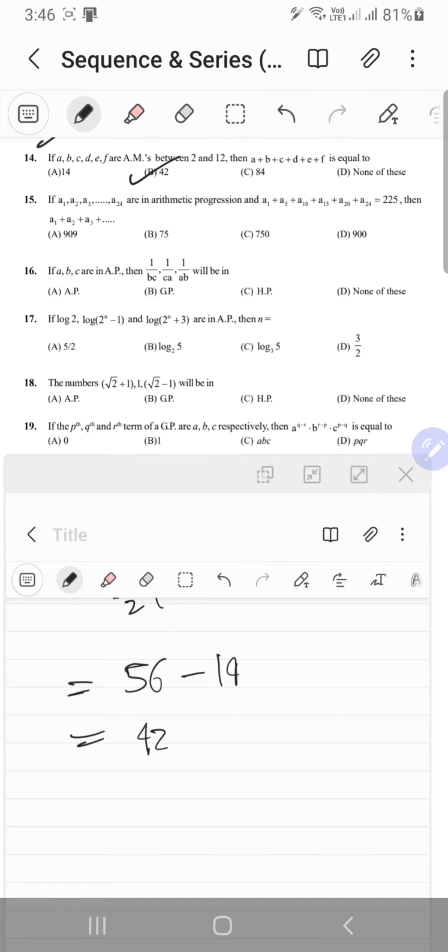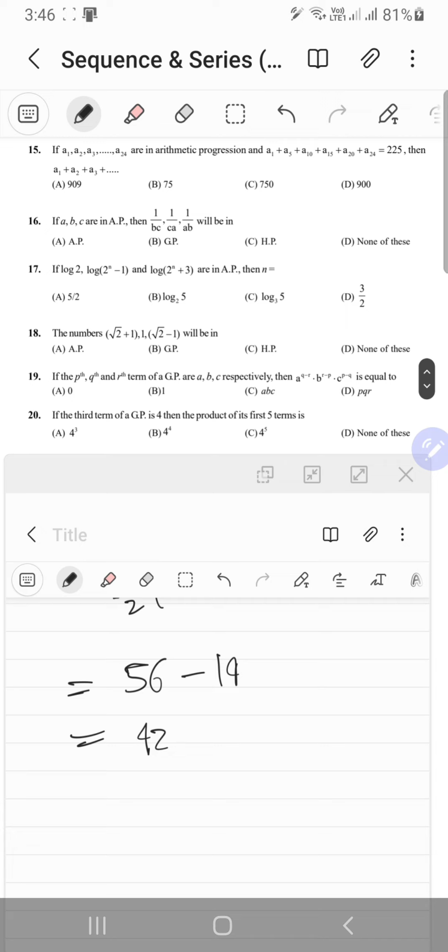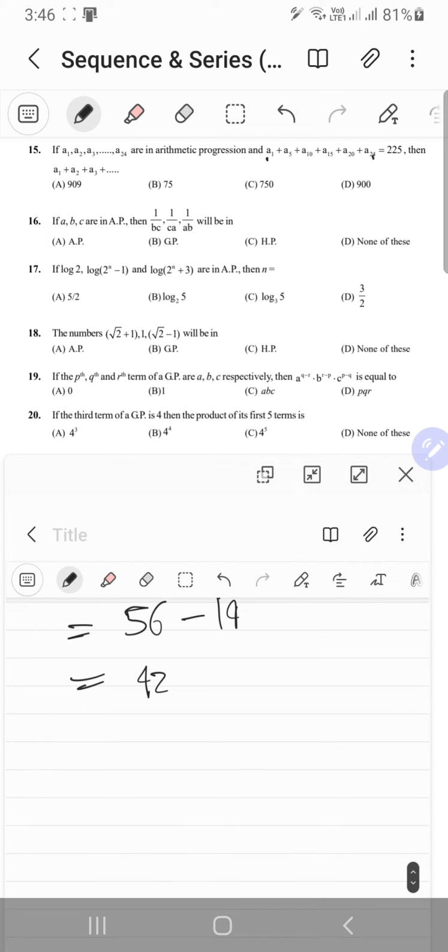Yeah, there you go. Next question: if these are in arithmetic progression and these are adding up to 225, wait, a1, a5, a10, okay, this is different. It's not a sum, it's something else. Well, a1 plus a24, I think I've seen that somewhere, right? What's their mean? No, maybe that's not the way. Okay, a24, that is a problematic thing.